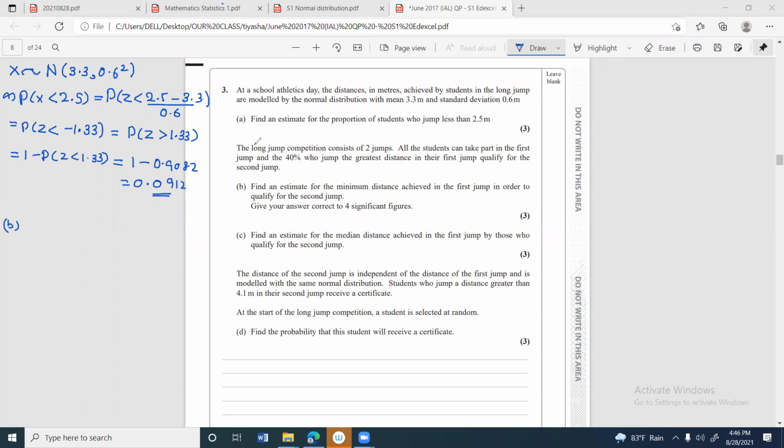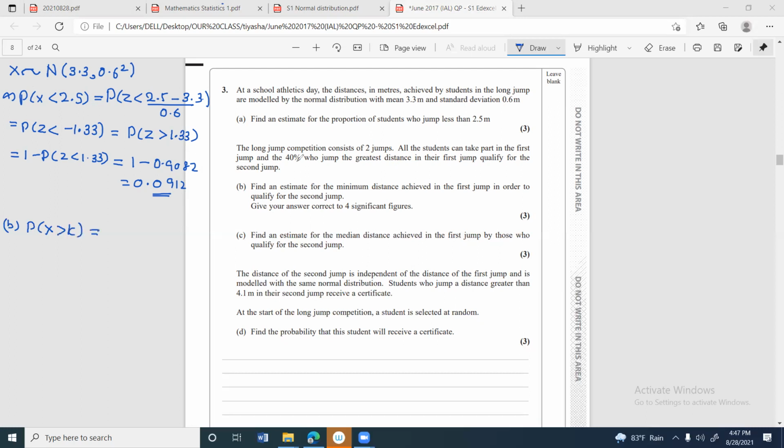Right. The long jump competition consists of 2 jumps. All the students can take part in the first jump, and 40% of those who jump the greatest distance in their first jump qualify for the second jump. Find the estimate of the minimum distance achieved by them to qualify for the second jump. To qualify for the second jump, the distance you jump in the first try should be greater than a certain value.